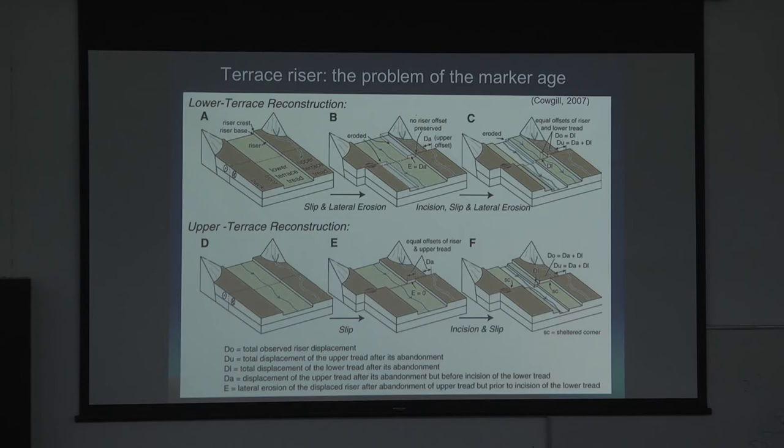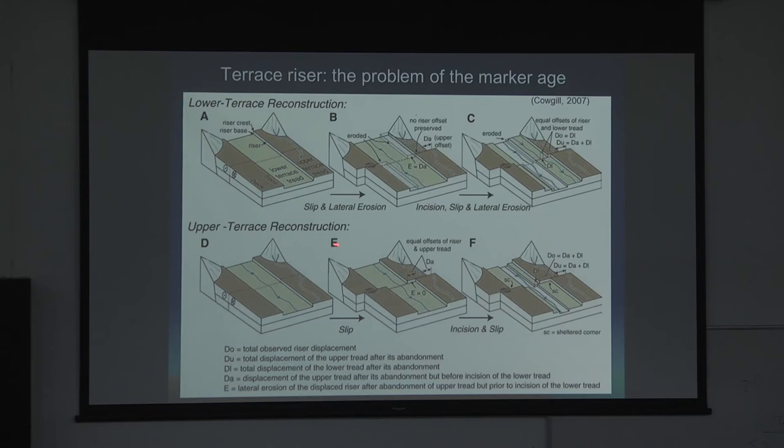The yellow, yeah, because we consider that the riser was regularly refreshed and made a straight line until the moment when the yellow terrace was abandoned, and when we get this incision. So the moment of creation of the offset, the beginning, was after abandonment of the yellow terrace. So in that case, we will divide this offset by the age of the lower terrace to get the strike slip rate. But it's not a necessity.